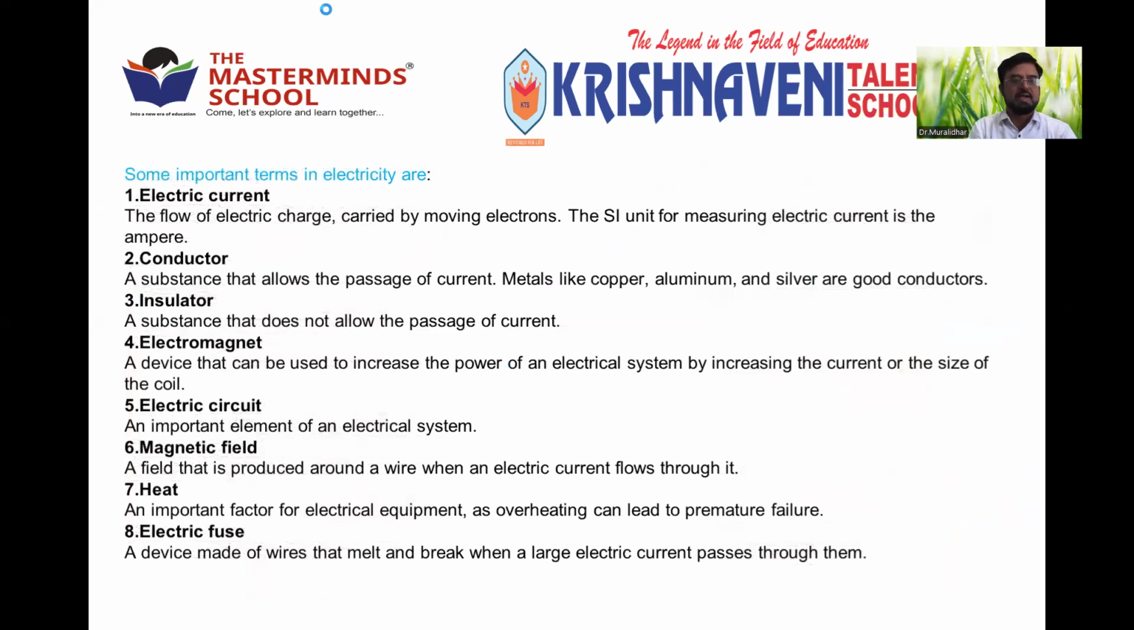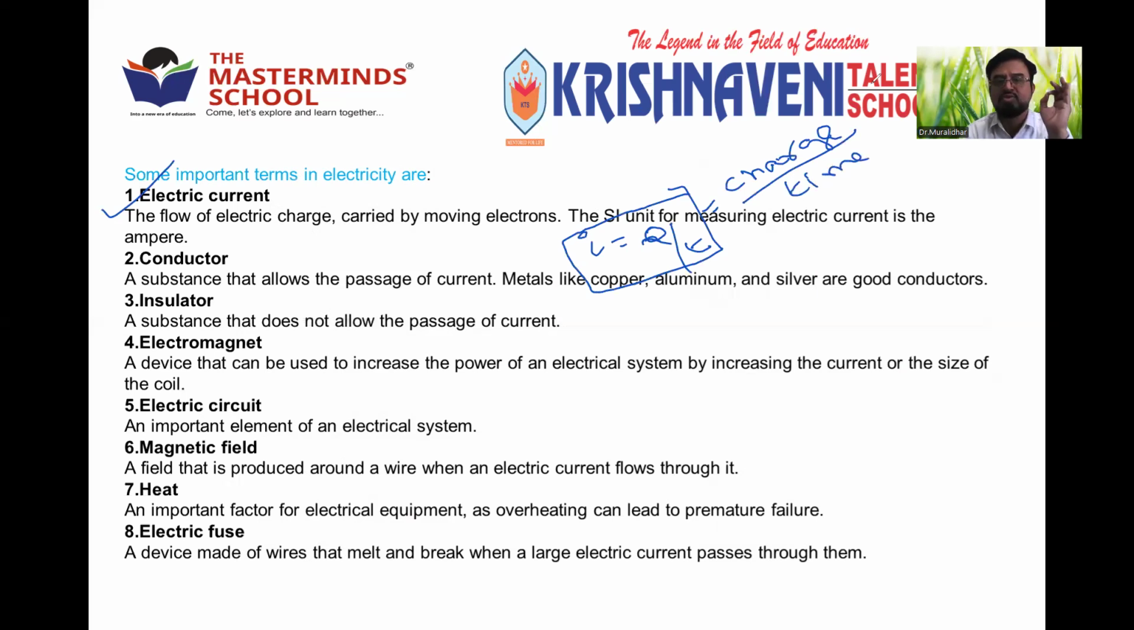So when you come to electric current, first we'll see what electric current is. Electric current is the flow of electric charge. Mathematically, I is equal to Q by T. This is the mathematical formula for electric current. So what is Q here? Q is charge. Charge by time. Rate of flow of charge, you can say. So electric current is nothing but the flow of electric charge carried by moving electrons.